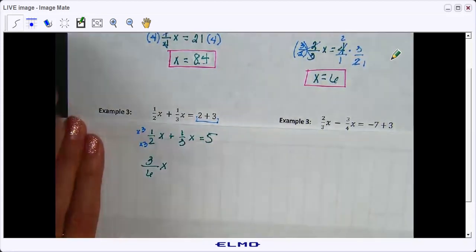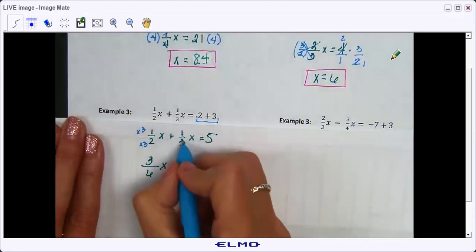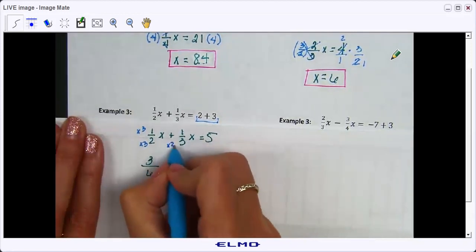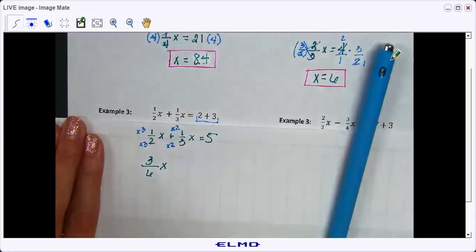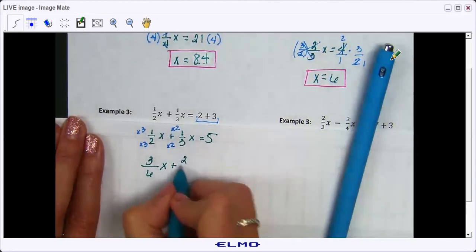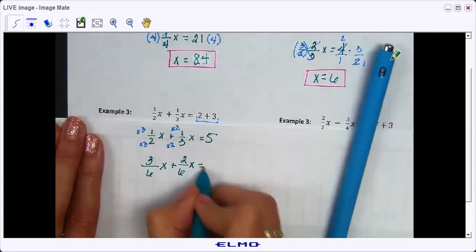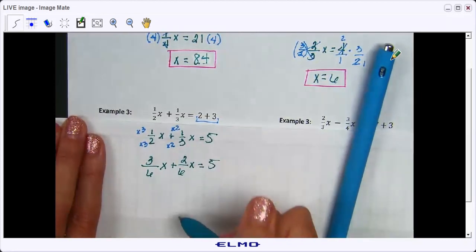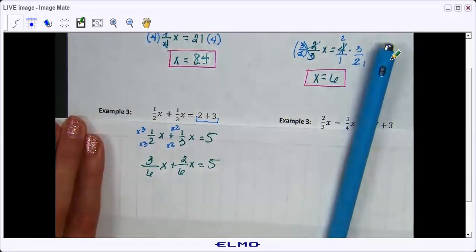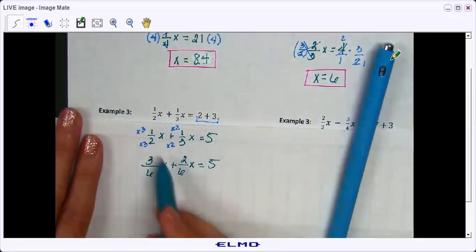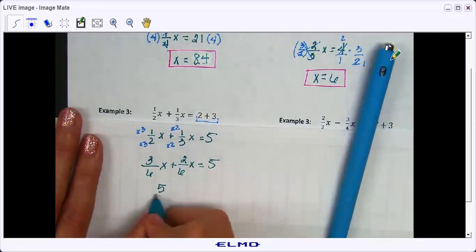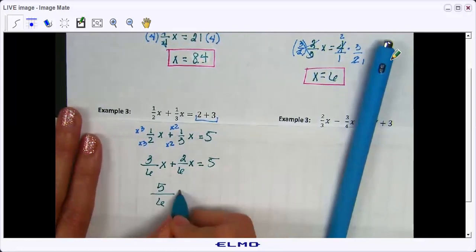Now I'm going to do this to the other fraction. In order to make this a 6, I multiply it by 2. Whatever I do to the denominator, I do to my numerator. And I end up with 2/6 x equals 5. Now, when I do it this way, I don't change my other one. I'm just making common denominators to add my fractions together. So now what I do is I just add straight across. 3 plus 2 is 5, and my denominator stays the same.